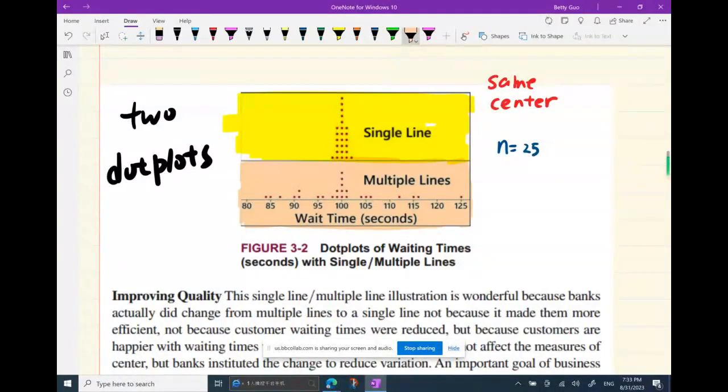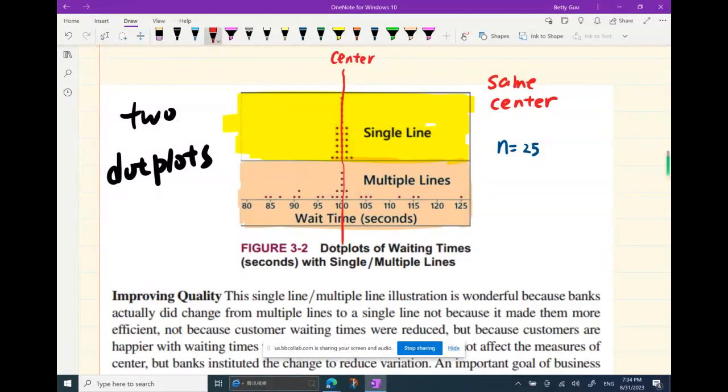In the single line case, all the data is scattered very closely around the center, right? This is the center. In the second graph, in the case of multiple lines, those data values spread wider, away from the center, right? That's the difference.